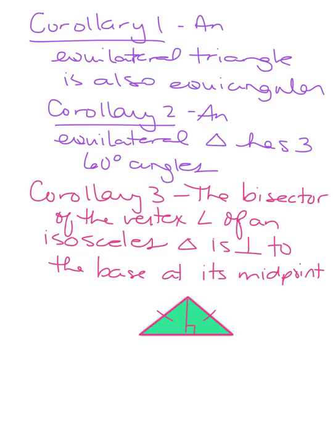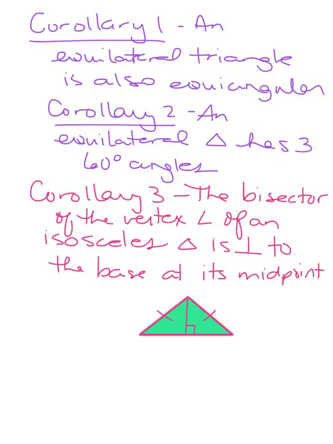Now, the isosceles triangle theorem has some corollaries that go along with it. The first one states an equilateral triangle is also equiangular. We've actually seen this one before. An equilateral triangle is a triangle that has all three sides congruent. So if that's the case, we know that it's also equiangular, meaning all three angles are congruent. Corollary 2 says an equilateral triangle has three 60-degree angles.